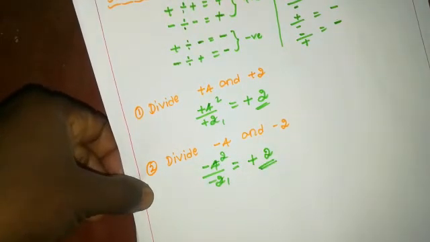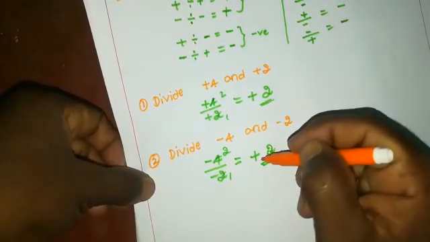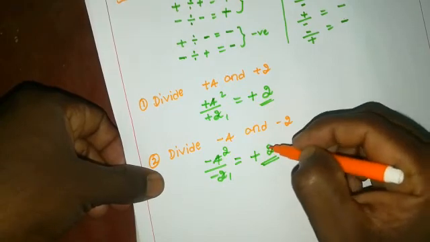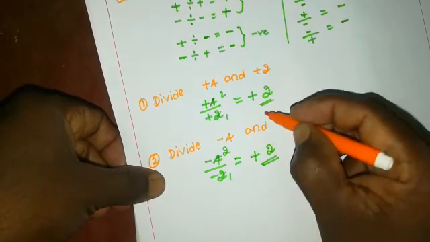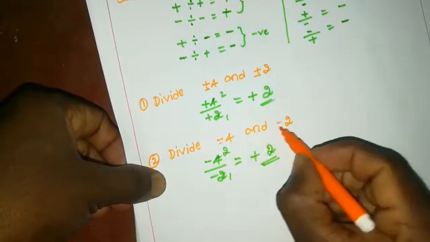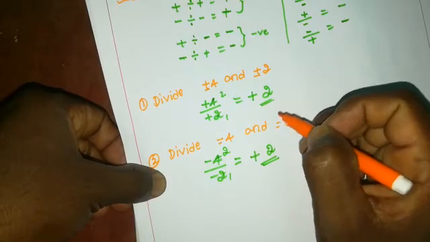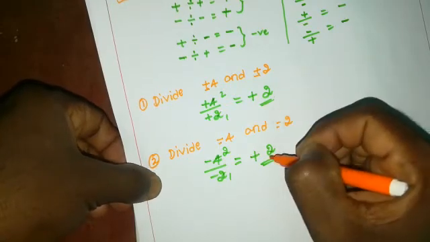Plus 2. By observing these two examples, plus plus and minus minus, when we are dividing integers having the same sign, we always get positive.